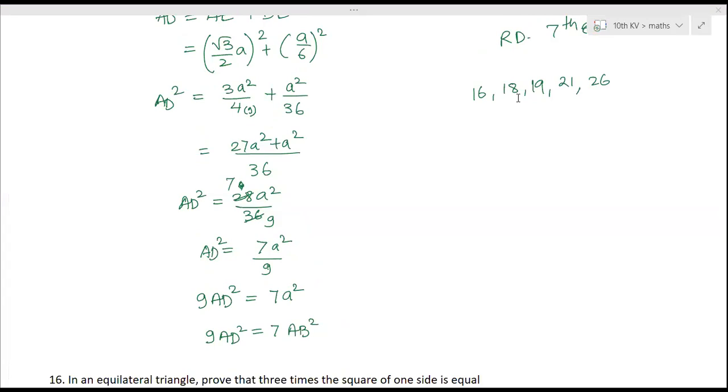Let me open. 19th. AB square by AC square. It is the first part. First and second part you got. Take the ratio of those two. BC gets cancelled. First and second part, whatever you have proved, AB square is equal to BC into BD and AC square is equal to BC into DC.